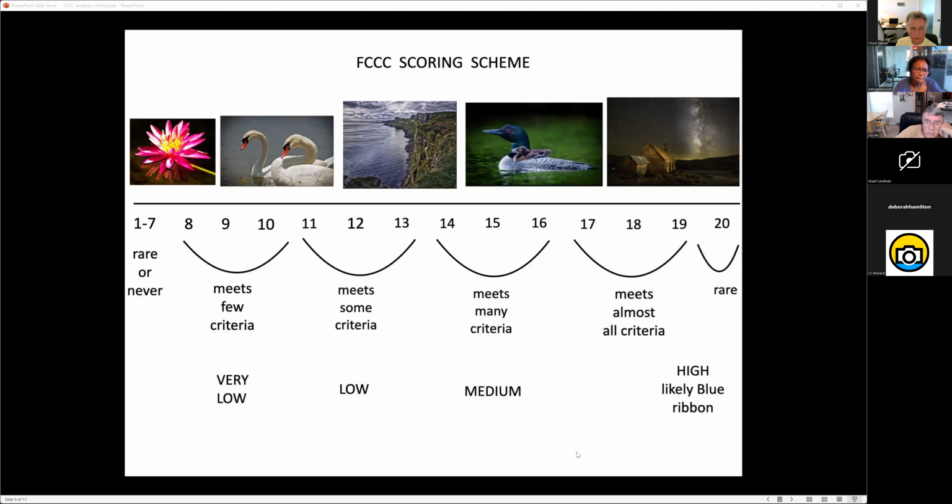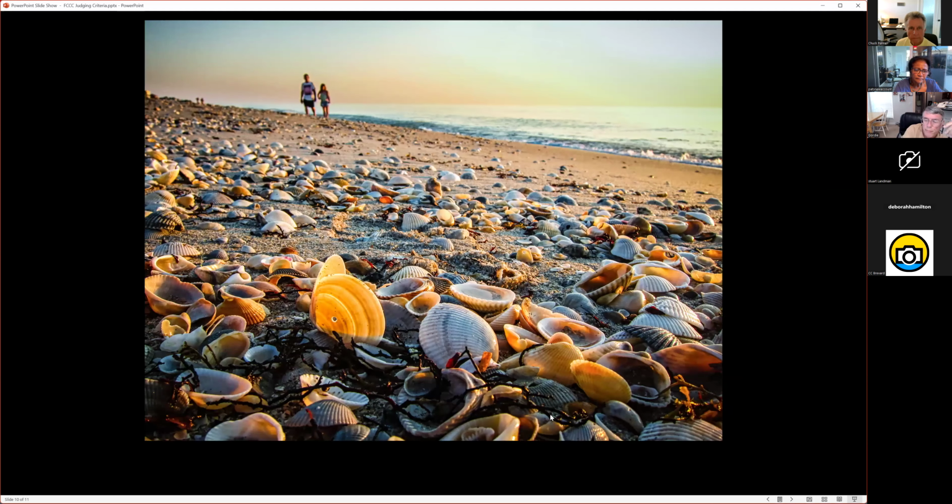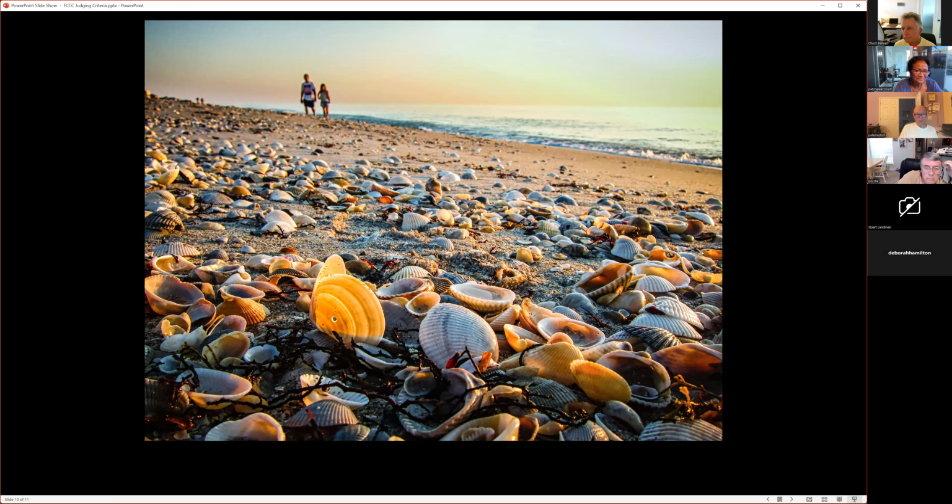So let's look at this image. You be the judge. Let's start with overall impact. What do you think? Don't everybody speak at once. My eye gets confused. I'm looking at the shells, but then I go up and I see that crooked horizon leading up to the two people.